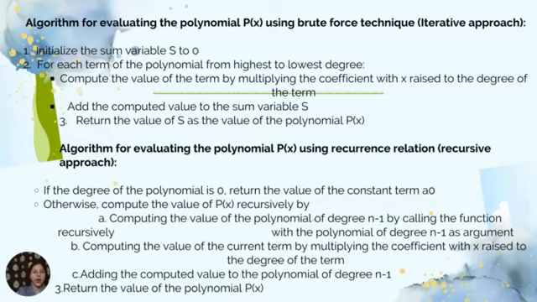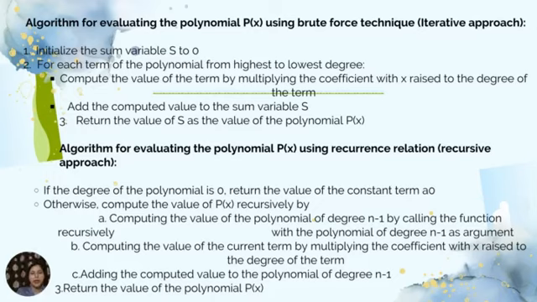Algorithm for evaluating the polynomial p of x using brute force technique. Iterative approach. First, initialize the sum variable s to 0. For each term of the polynomial from highest to lowest degree, compute the value of the term by multiplying the coefficient with x raised to the degree of the term. Second, add the computed value to the sum variable s. Return the value of s as the value of polynomial p of x.